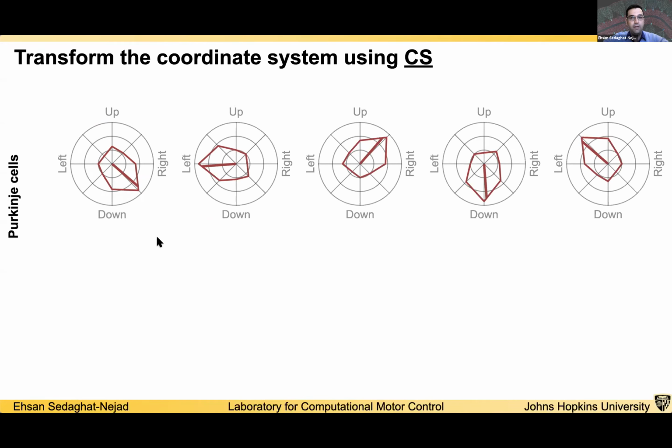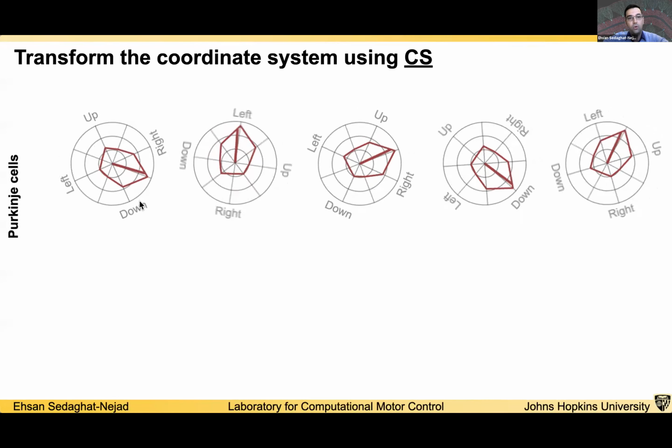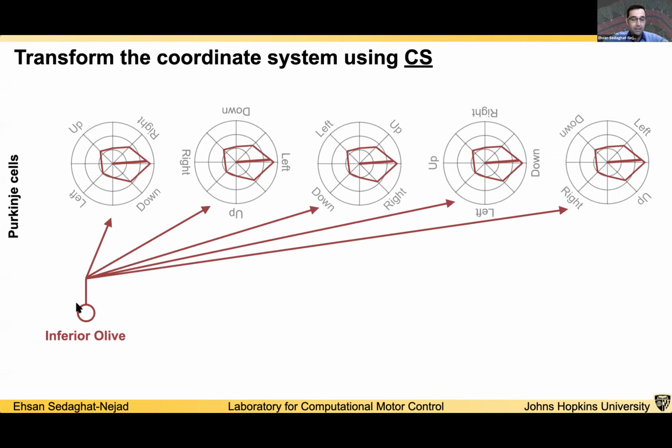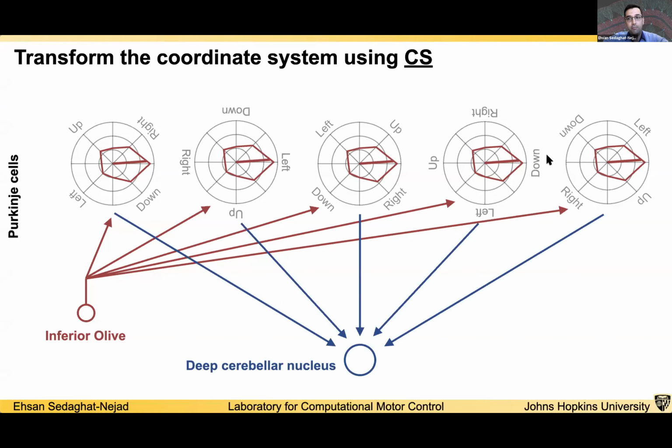But I'm going to first tell you what we did, and then I'm going to tell you why we did that. For each Purkinje cell individually, we rotate the coordinate system. I'm going from a Cartesian coordinate system to a CS-based coordinate system. And we made it as if all these Purkinje cells have a preferred direction of 0 degrees. So all of these Purkinje cells, recorded separately, now have a similar preferred direction. Why did we do that? This is because we hypothesized that when Purkinje cells receive the same inferior olive input, they will have the same preferred direction, or the same encoding for the error. And more importantly, this bundle of Purkinje cells will together project to a downstream DCN neuron.